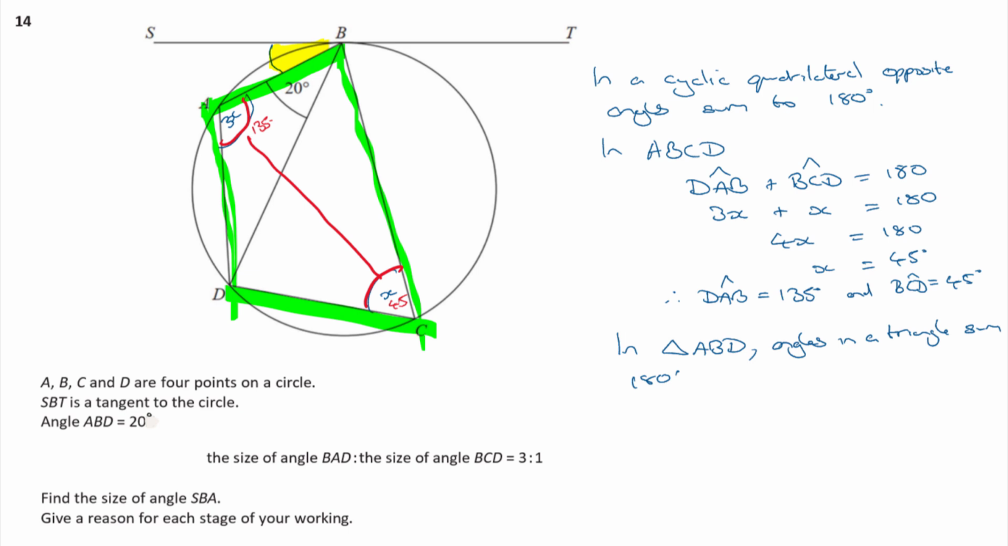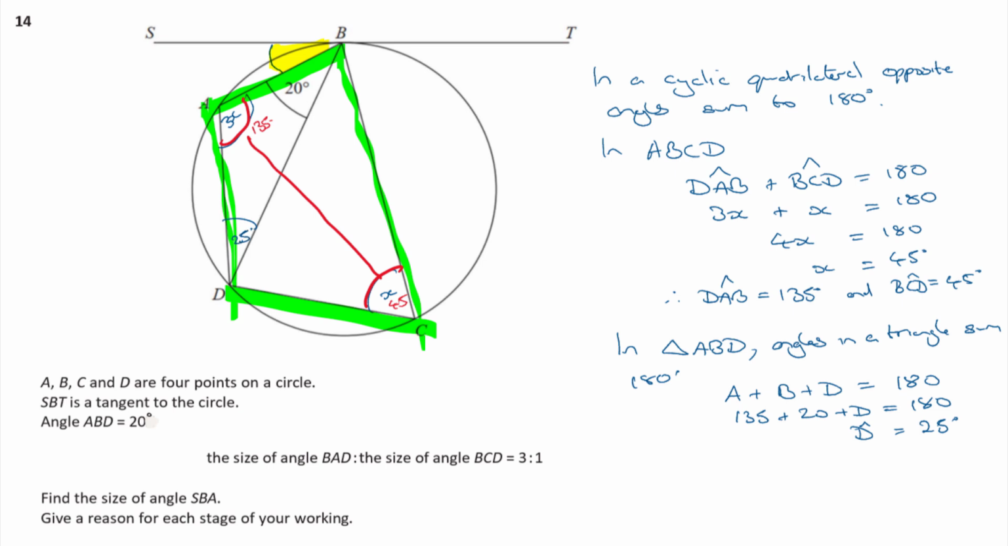So I know A is 135, B is 20. So A plus B plus D is going to be 180. So I know that A is 135, B is 20, plus D is 180. So 135 plus 20 takes me up to 155. So take that away from 180, that's going to leave me with 25 degrees for D then, isn't it? Okay, so angle D there then is 25 degrees. So that one there is 25.